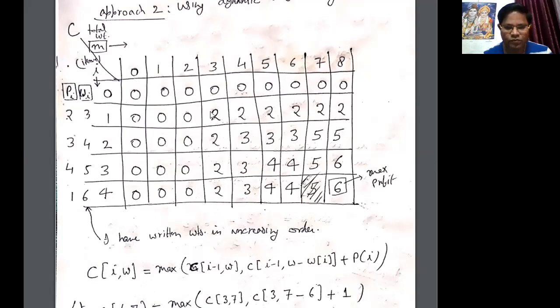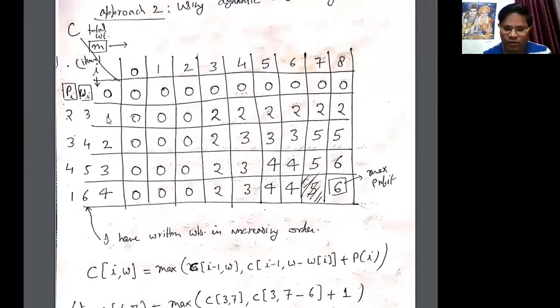It means we are successful in placing the weight at this position. So at this position you have to write the profit associated with the weight. The profit associated with weight 3 is 2, so you have to write 2 at this place. Again, move to the next position.